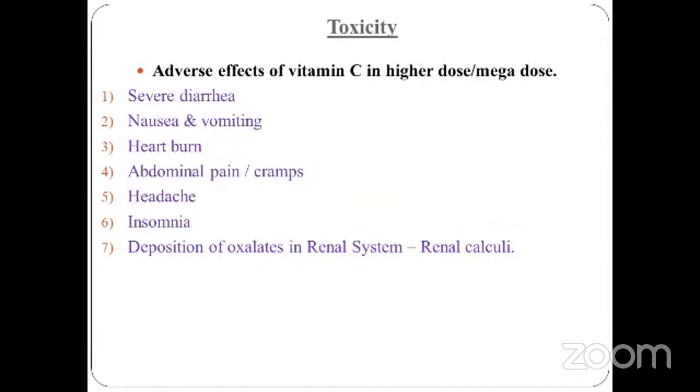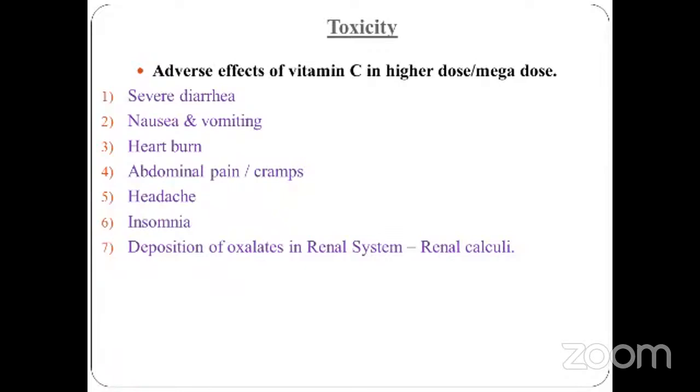Now last is its toxicity. If it is given in a large dose or haphazard dose, this vitamin doesn't cause a life-threatening problem, or it is not that much a fatal one, because it is a water-soluble vitamin. If it is given in excess or haphazardly, it is eliminated via urine. So the adverse effects of vitamin C megadose are quite mild. Severe diarrhea may be there, so ultimately there will be a loss of fluid from our body. We have to correct it with IV fluids and ORS.